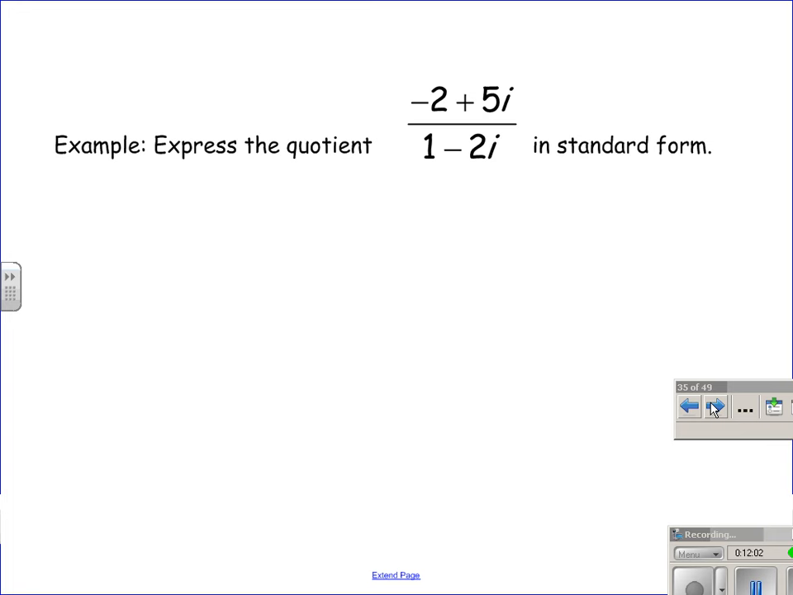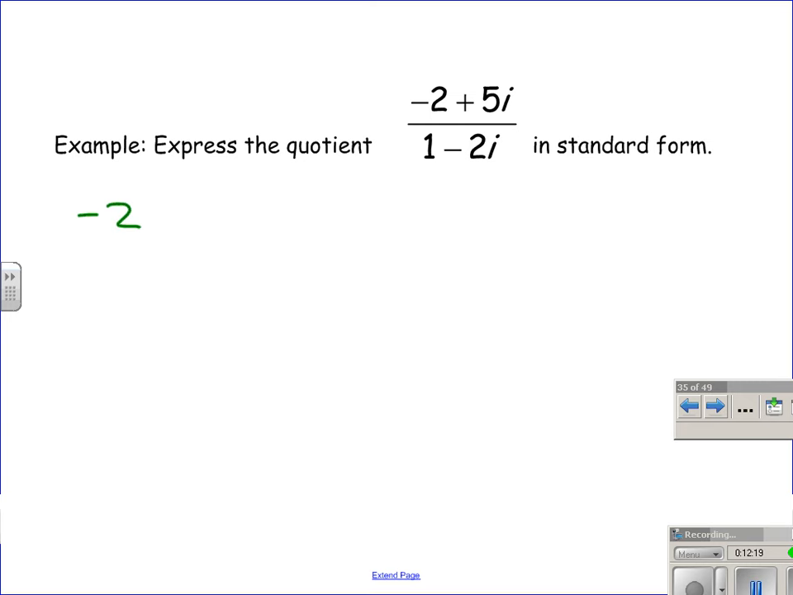Okay, so here we have a quotient, a complex quotient, and we're going to write this in standard form. To write this in standard form, first of all, we need to get rid of the i that's in the denominator, and we're going to use the conjugate to do that. So let's think about what the conjugate of this would be.